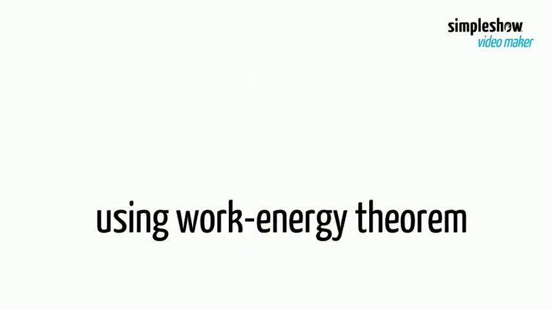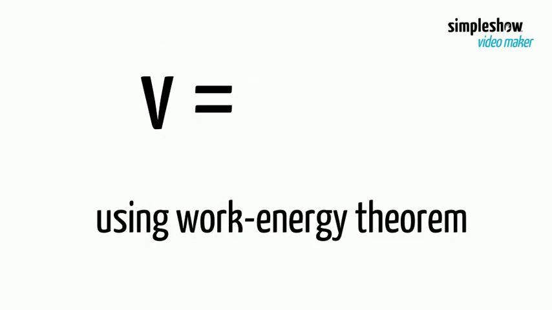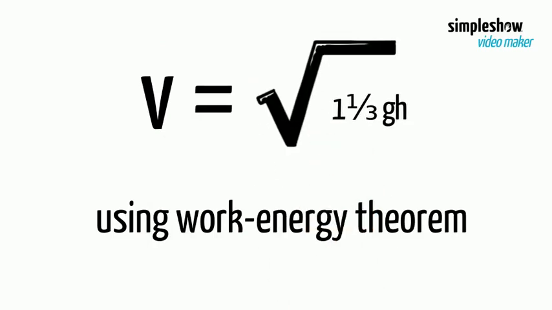Therefore, using the work-energy theorem, we have derived the final velocity of a body rolling down an inclined plane, which is equal to the square root of 4/3 g h.